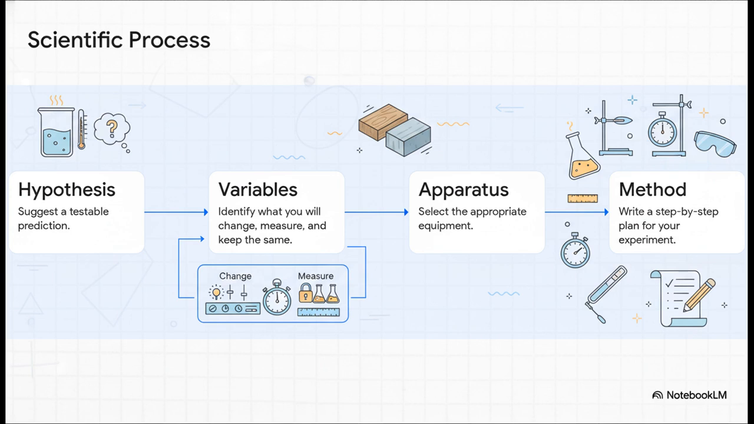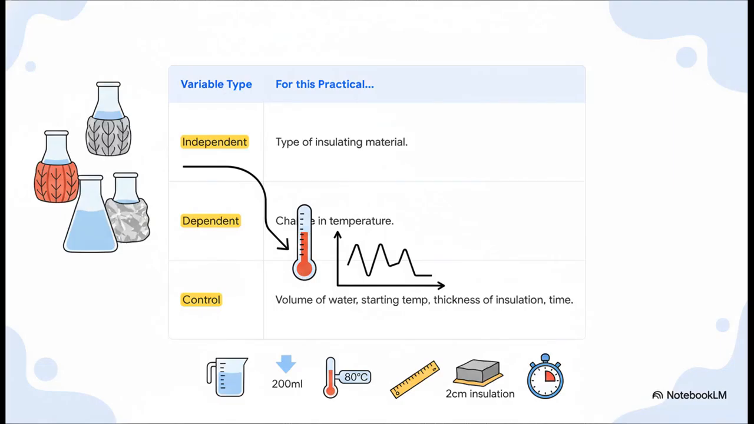We're going to zoom right in on those variables because that's where the easy marks are hiding. This table is your new best friend. Seriously, you have got to know these three inside and out. Your independent variable is the one thing you deliberately change. In our case, the material we're testing. The dependent variable is the thing you measure to see the effect. That's the temperature drop. And then you've got the controls.